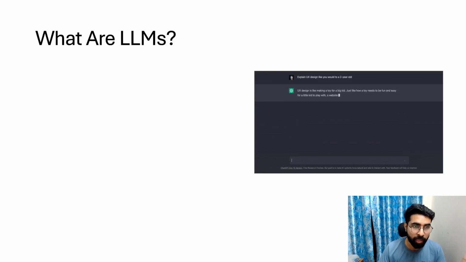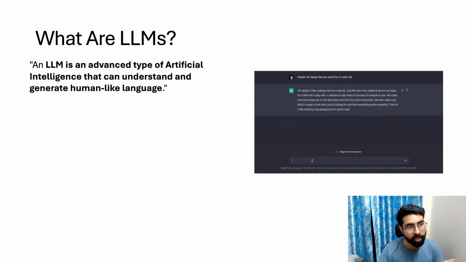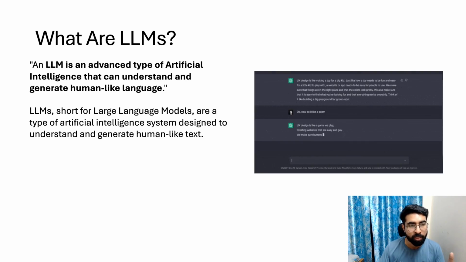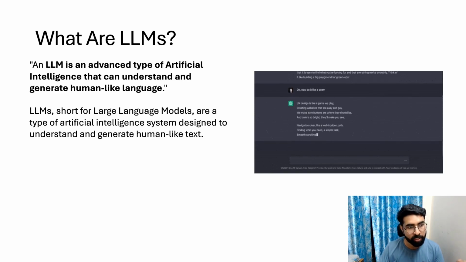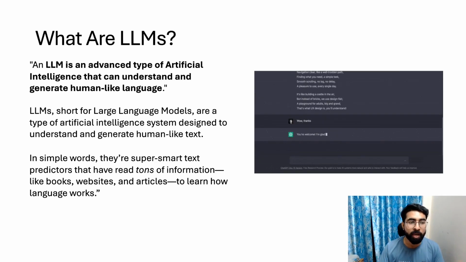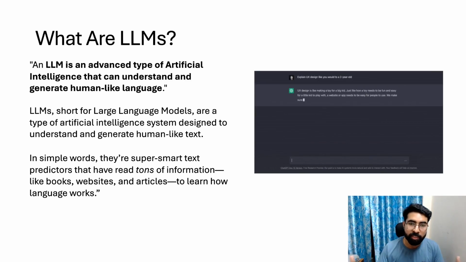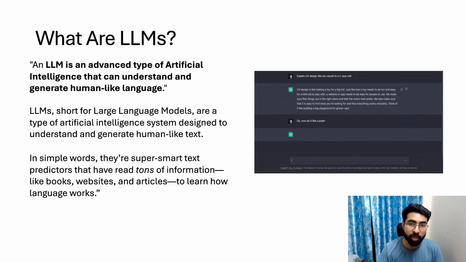So basically, what are LLMs? LLMs are a type of advanced artificial intelligence that can understand and generate human-like language. LLMs, short for large language models, are intelligent AI systems that can understand and generate human-like text. They are also super smart text predictors. An LLM has read tons of information from books, websites, and articles to learn how language works, and then it can predict what the next word could be.